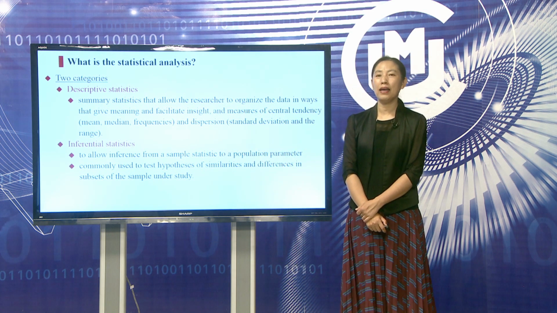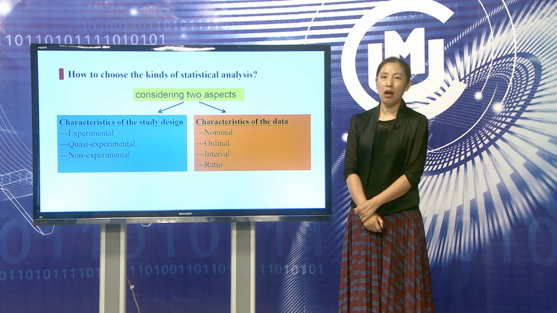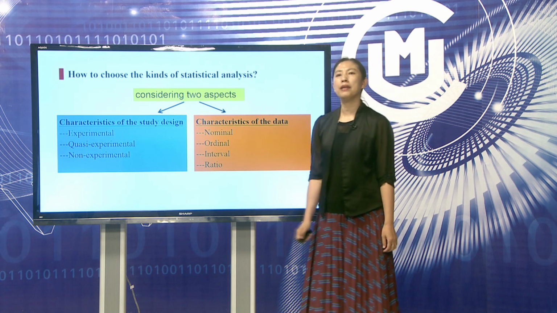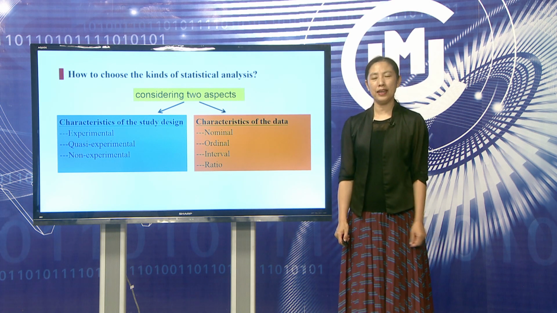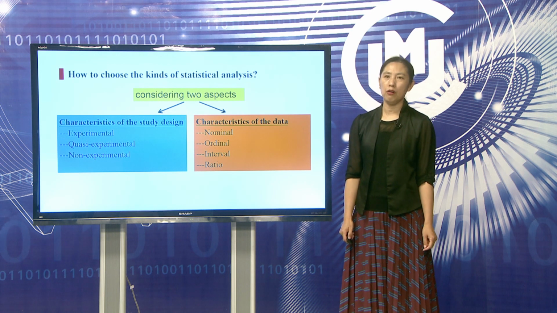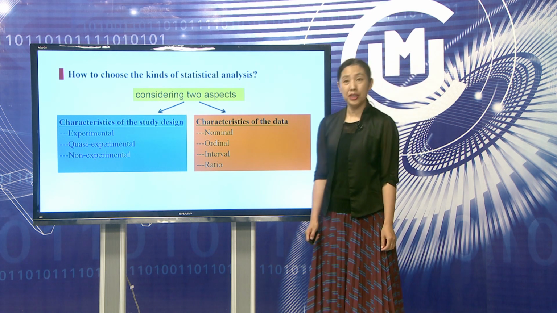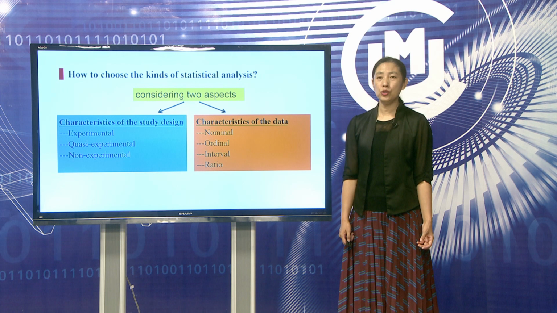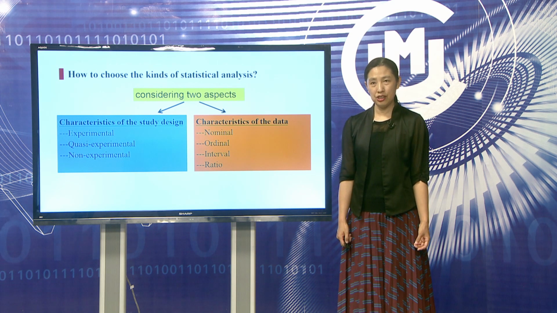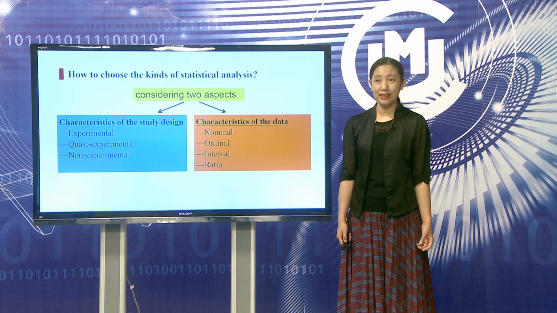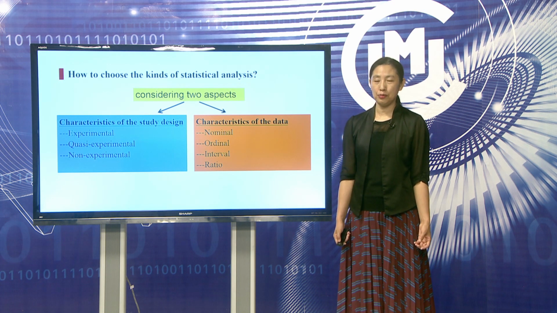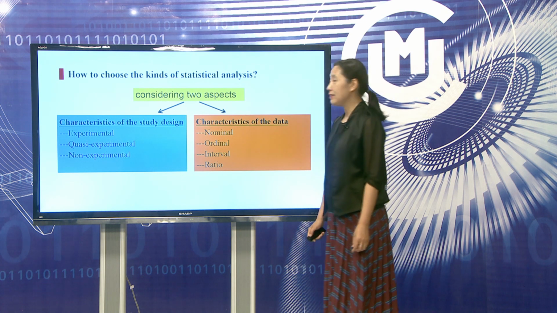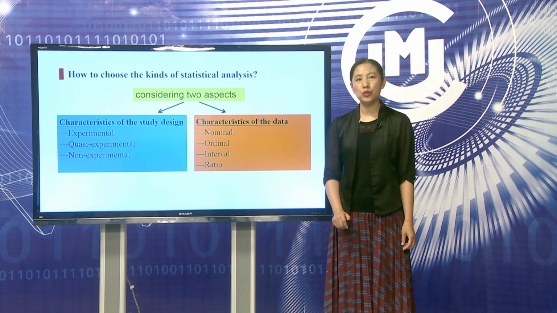And then someone may ask another question: how to choose the kind of statistical analysis? It is kind of complicated. Yes, it's really complicated, and sometimes it's really painful. But try to remember some principles to choose the statistical analysis. You can also ask a technician who is an expert in statistics, and these experts will give you some suggestions. So when you choose the kind of statistical analysis, consider two aspects.